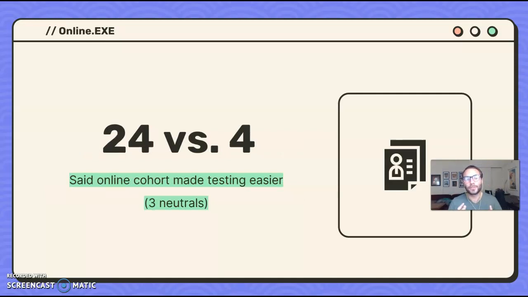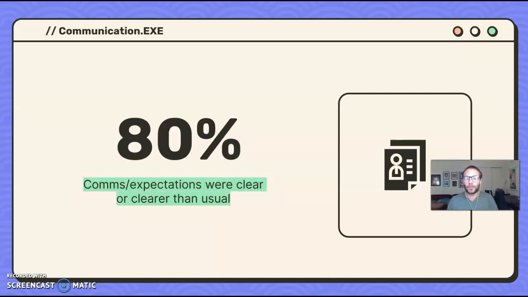The other thing that's interesting is despite the lower completion rates of the online cohort, most participants in the online cohort had very positive things to say about it. 24 of them said that they felt that the online cohort made testing easier versus 4 that said that it made it harder in some fashion. There were a couple of people who were neutral along the way. That's 3 of them. In general, also across both cohorts, online or campus-based, the majority of people thought that the communications and expectations were clear or clearer than usual this year. I didn't put an option for neutral as the same. So most people here fell in the category of thinking that things were pretty clear.